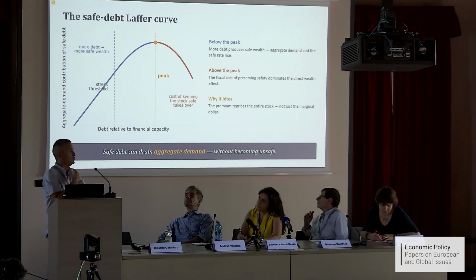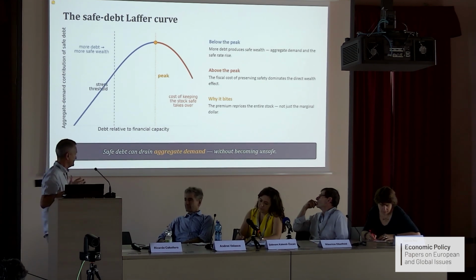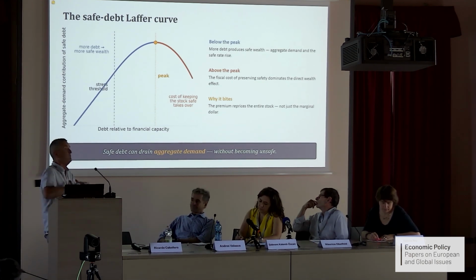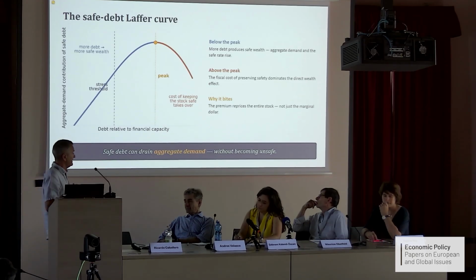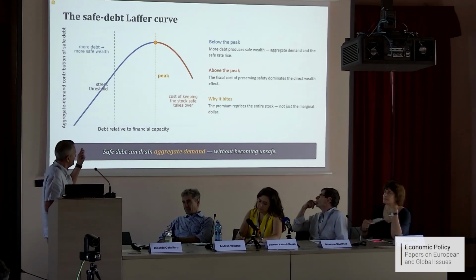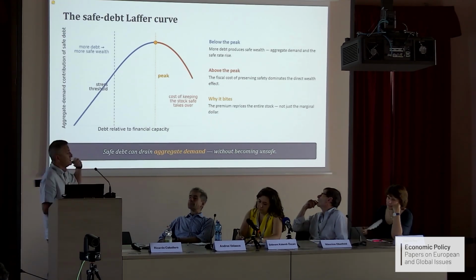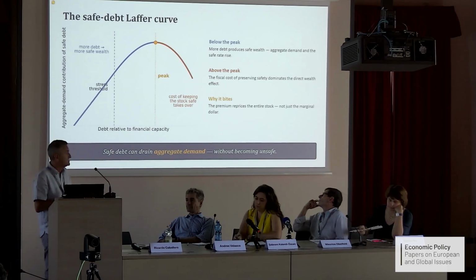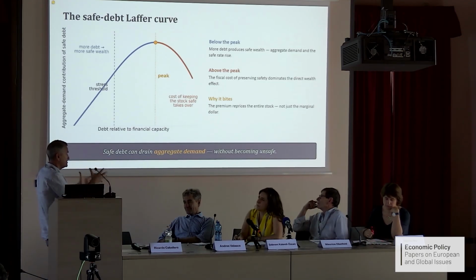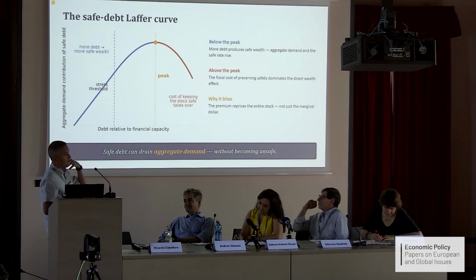So my definition of the Laffer curve is not in terms of how much debt the country can produce. The country can produce an enormous amount of safe debt, but the cost of the whole system of making it safe becomes very costly, and it becomes a drag on aggregate demand rather than an expansion of aggregate demand. And so that Laffer curve is in the space of aggregate demand. There is a certain level of debt to financial system capacity at which the effect on aggregate demand is contractionary rather than expansionary.